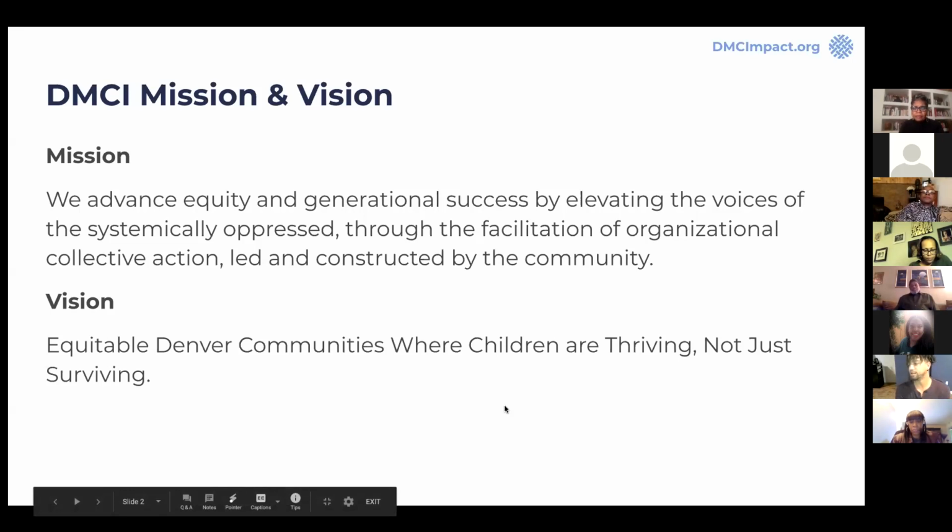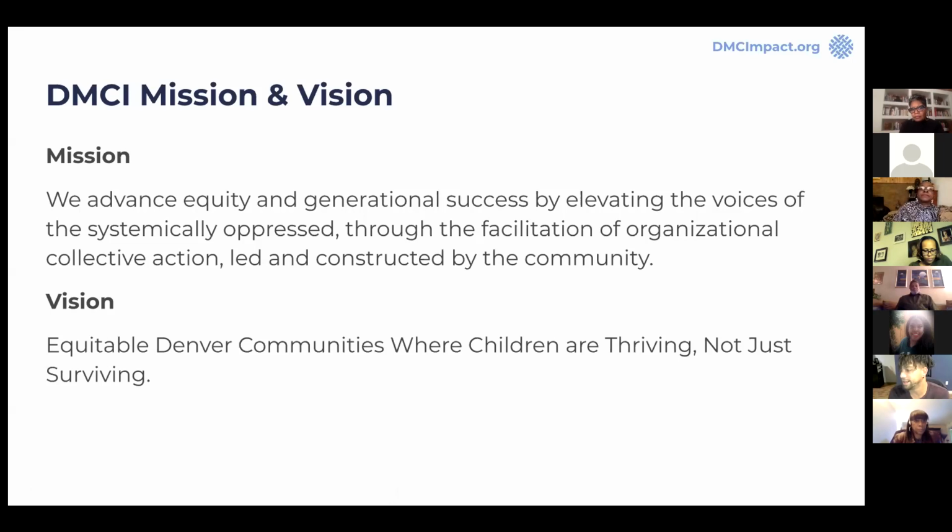The mission of Denver Metro Community Impact is to advance equity and generational success by elevating the voices of the systemically oppressed through the facilitation of organizational collective action led and constructed by the community. So any process that we enter into like this has to be around that, and creating the vision of equitable Denver communities where children are thriving, not just surviving. So that was really important, of course, in entering this process. Is that something that we could actually start to accomplish, our mission and vision, through interacting in this process?